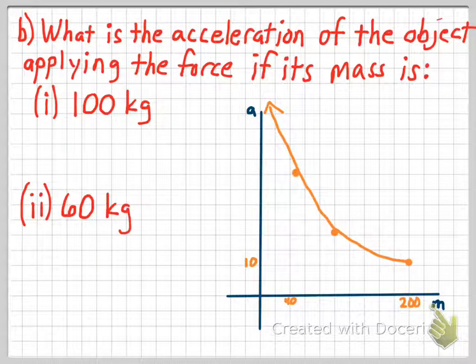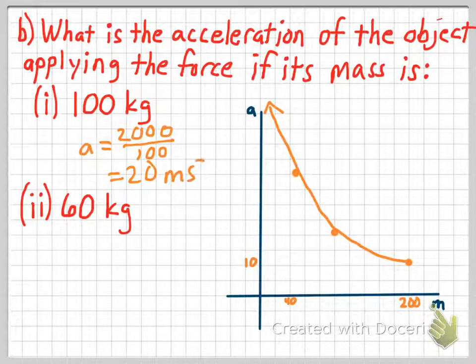The next thing that we're asked is, what is the acceleration of the object applying the force if its mass is 100 kilograms? Now remember, the object is going to apply a force of 2,000 newtons. That's just the parameter for the problem. So, mass is 100 kilograms, what would the acceleration have to be? There's a couple of ways that we can go about that. One of those is that we can simply use our function and plug in 100 for m, right? And we can say then that A would be equal to 2,000 divided by 100, and that would be 20, and then you want to give the units. The units for acceleration here were meters per second squared.